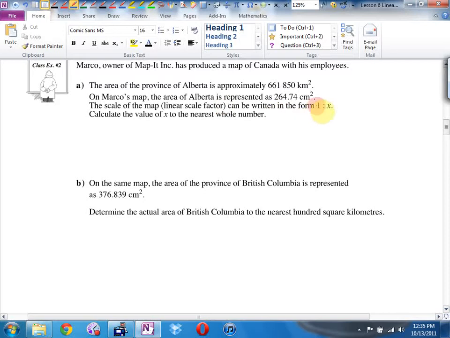The area scale factor on the map is what? Well, real life is 661,850 square kilometers. On the map, it's 264.74 square kilometers. So do we want to write map first or actual area first? Let's go actual area divided by map area.